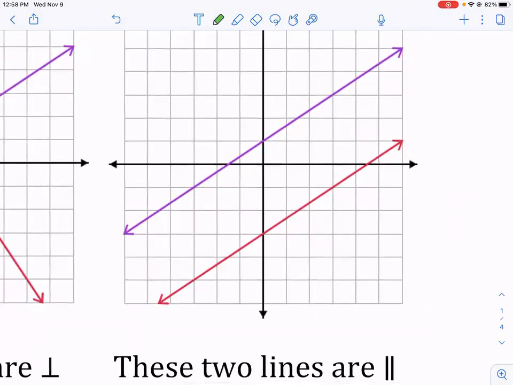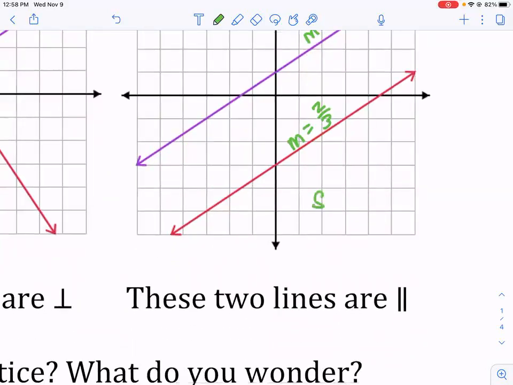What is the slope of this purple line? Two-thirds. Okay. What's the slope of this red line? They have the same exact slopes. That's so great. They have the same slopes. They sure do.